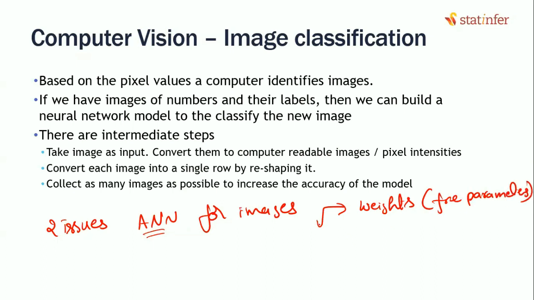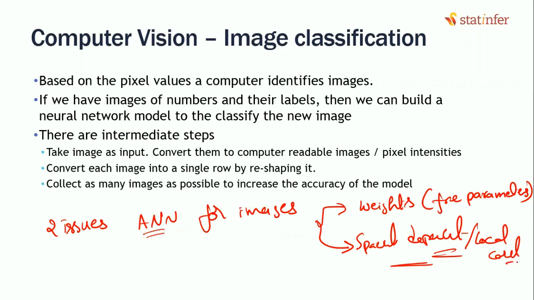Okay. The second issue is that ANNs kill a particular property of images called spatial dependence. Let us see what this spatial dependence or local correlation is. ANN will be killing that local correlation, and then there is the number of free parameters. These are the two issues. Let us see in depth what the two issues are with ANN when we use it for images.